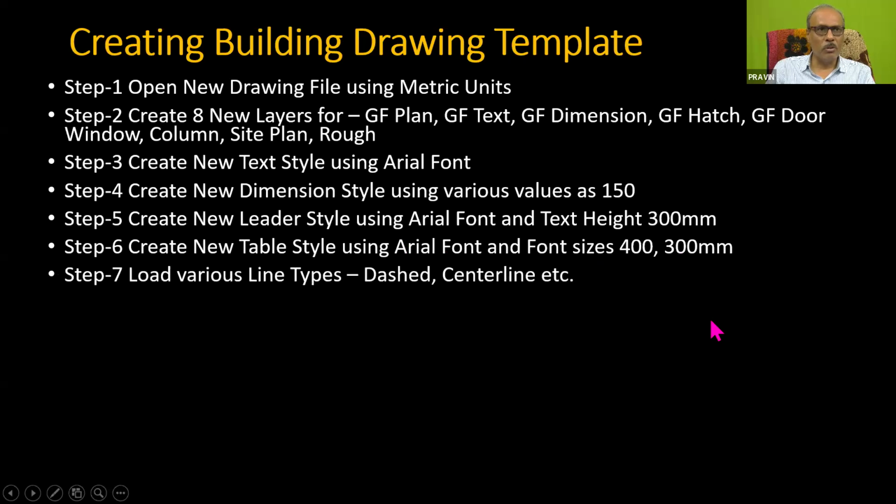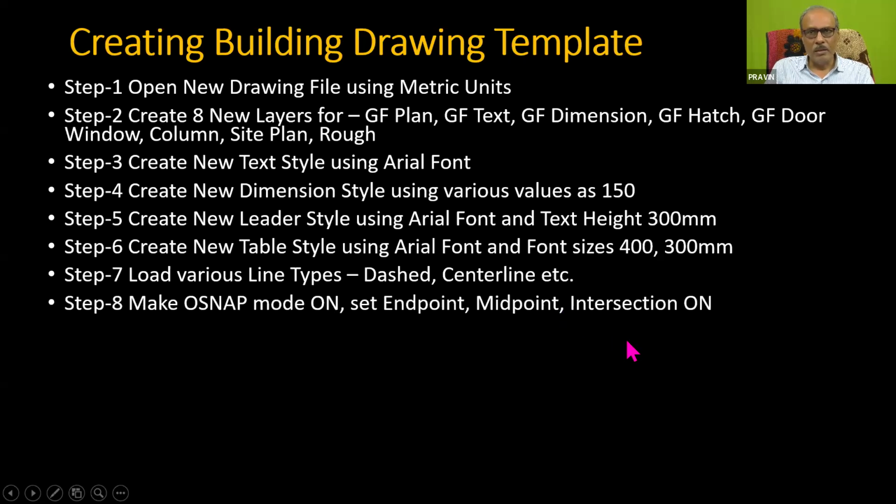Then we go to step 7, which is required now. This is today's task that we have to understand. Step number 7 is loading the various line types. In the building drawing, we require various line types, so we have to load those line types in our AutoCAD file. That is the next step we need to complete in today's session.